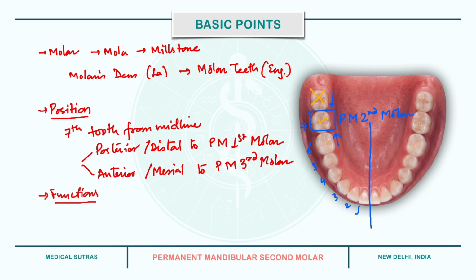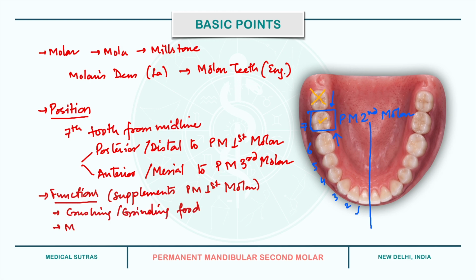Next, coming to the functions of the tooth. The permanent mandibular second molar supplements the permanent mandibular first molar. That is, it helps in crushing or grinding of food into small pieces, maintaining vertical dimension of occlusion and supporting the facial muscles.